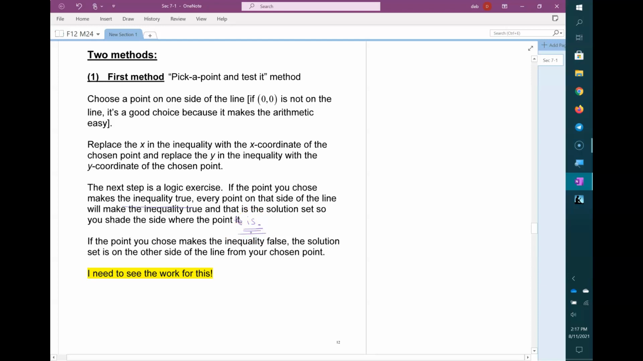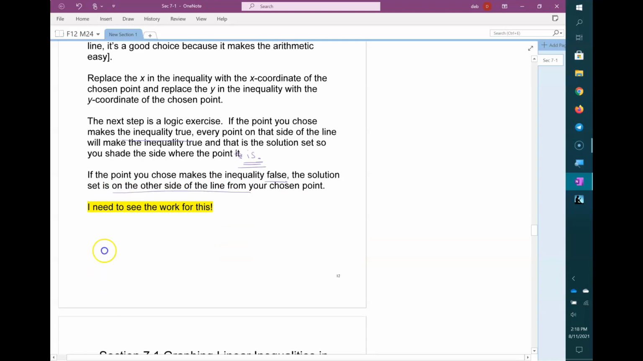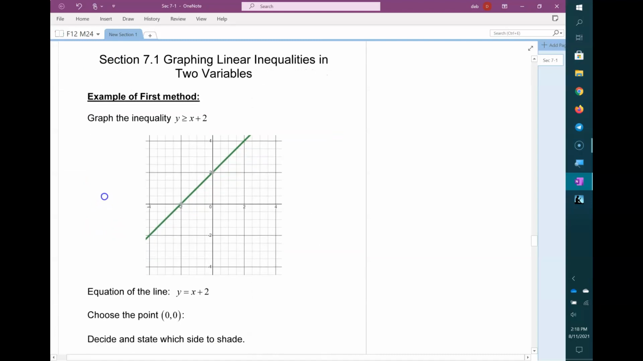If your point that you picked makes the inequality false, then the solution set is on the other side of the line from your point. So you shade away from your point. And I need to see your work for this.